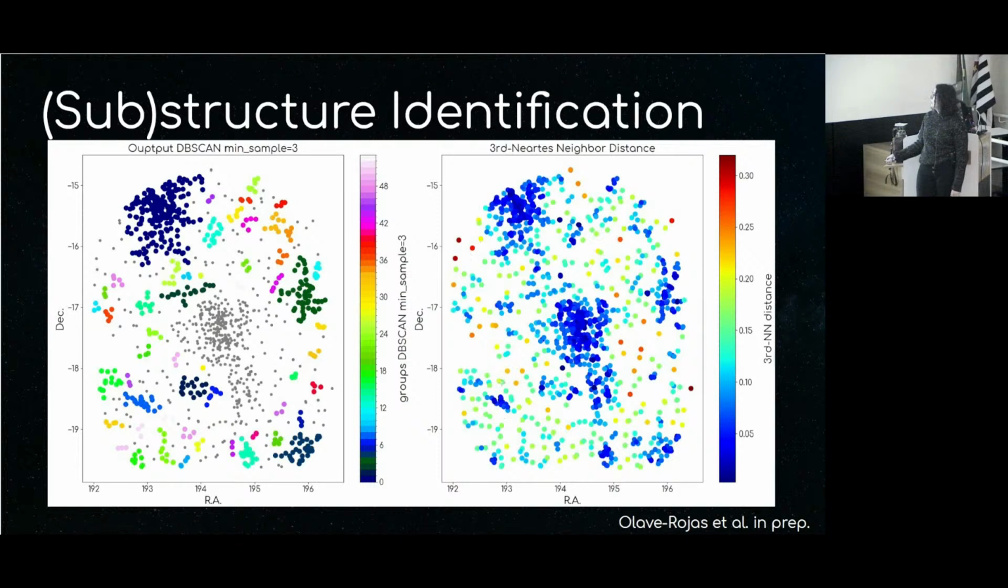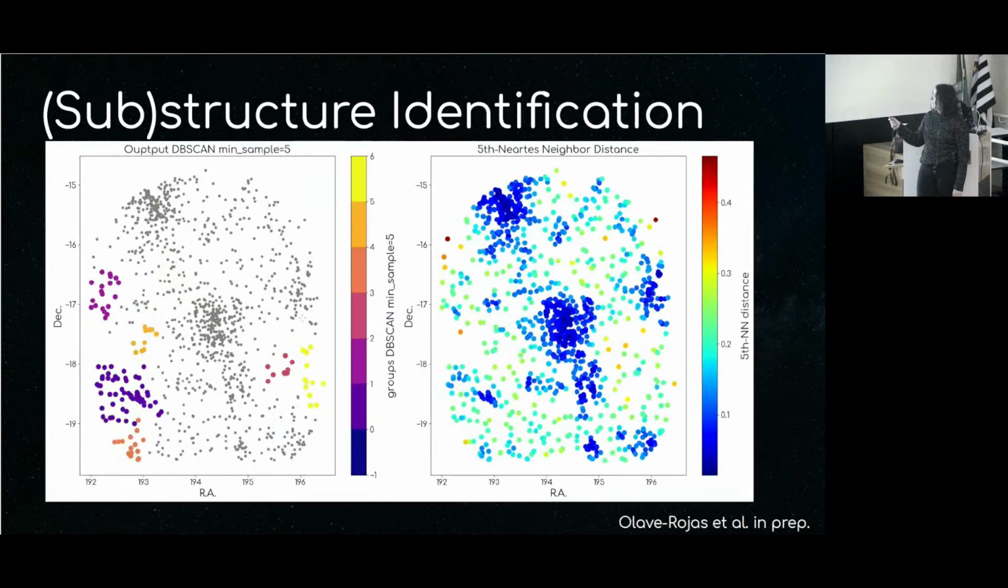And in this case, this is related to the density of the galaxies. Galaxies in blue colors in this part correspond to galaxies in high density regions. And you can see that these structures and the center of the cluster, which corresponds to the gray points, appear in both plots.